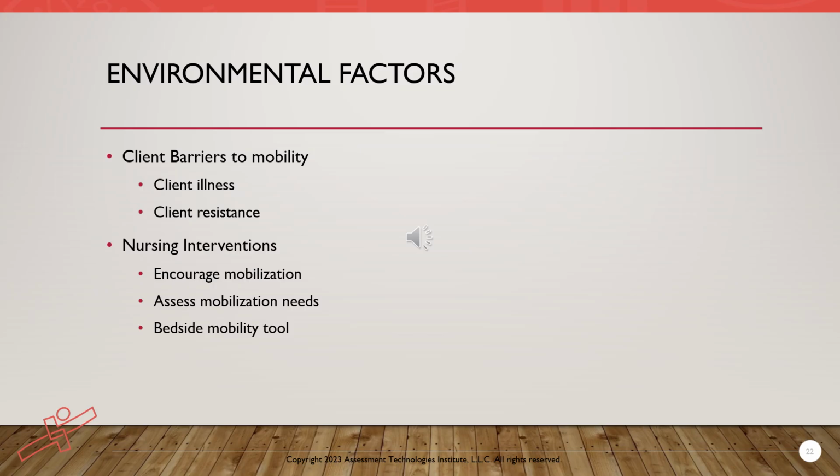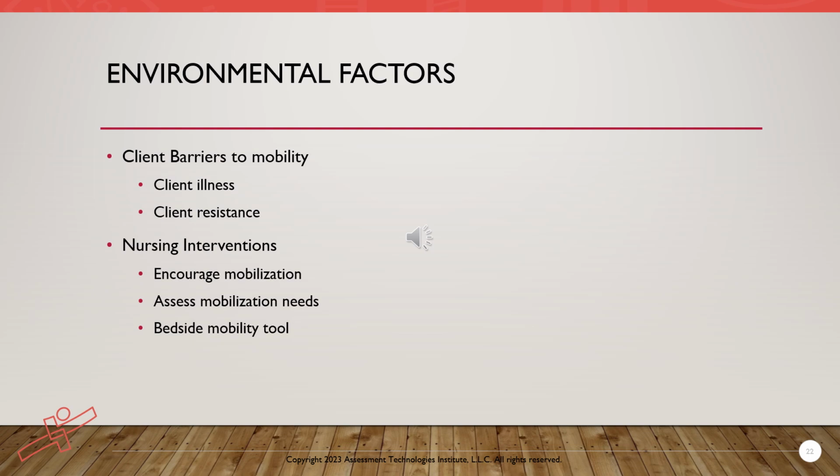Institutional or hospital environmental barriers. The bed height too high or too low. Room layout. Lack of call bell within reach. Social and support environment. A lack of family support. Clients without assistance may fear or resent moving. Overprotective caregivers may discourage mobility and increase dependence. Cultural beliefs: some clients view rest as necessary for healing and resist movement.